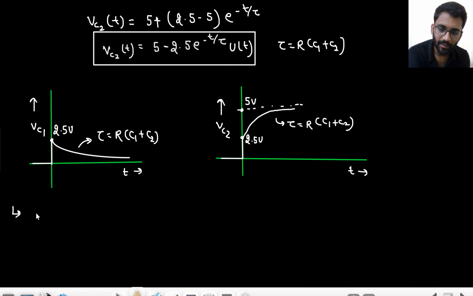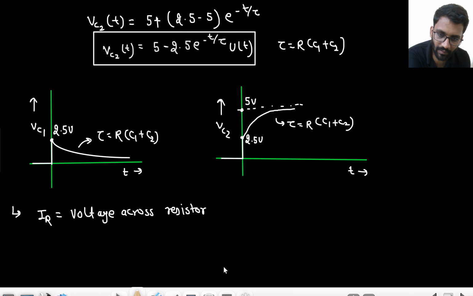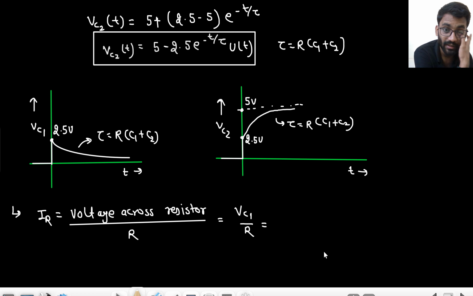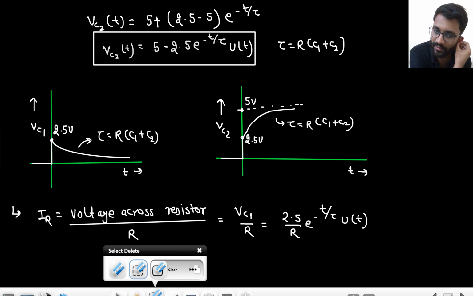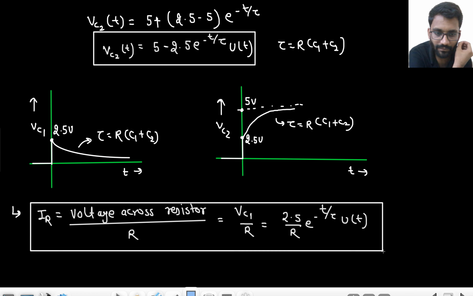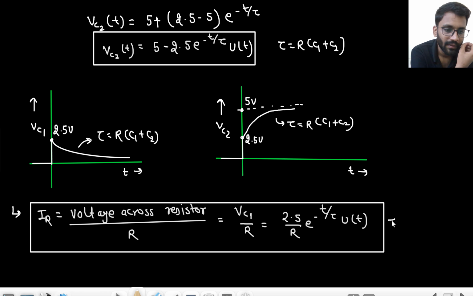So what will be your IR? IR will be simply the voltage across the resistor divided by the resistance R. What is the voltage across the resistor? That is VC1 by R. Now just write down the equation of VC1 and divide it by R. So our answer would be 2.5 by R e to the power minus t upon tau u(t). That will be the final expression of IR, with tau being R into C1 plus C2.